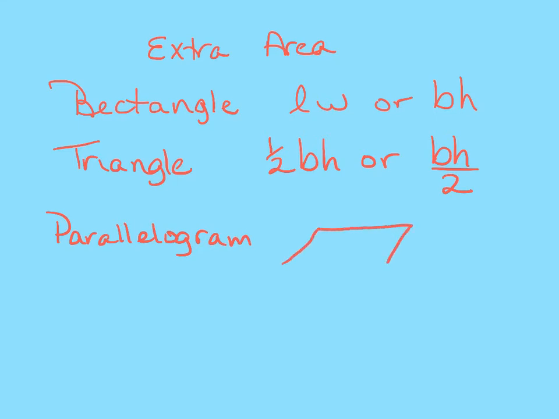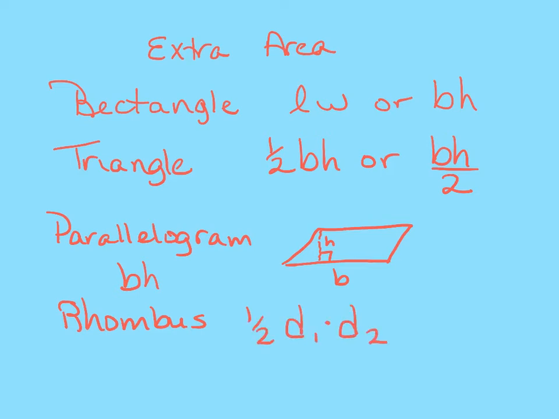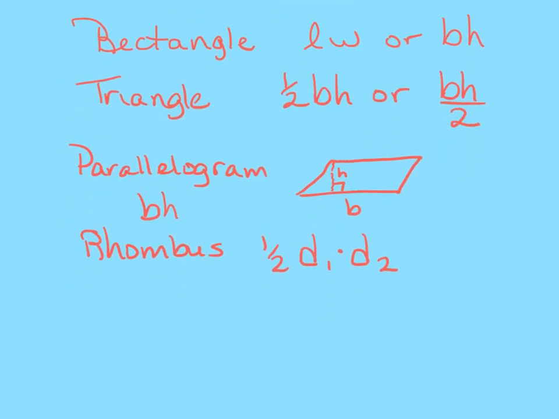So it's like a slanty rectangle. Again, the height is going to be next to the right angle. So this could be your base. Your height could be here, and that is base times height. We also reviewed the formula for area of a rhombus, and that was 1/2 diagonal 1 times diagonal 2.